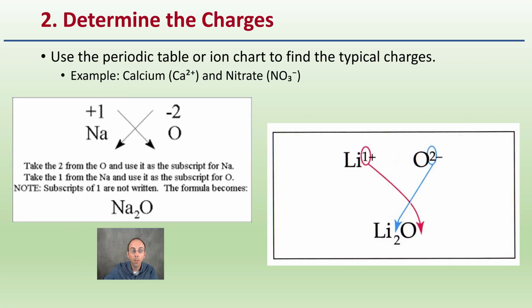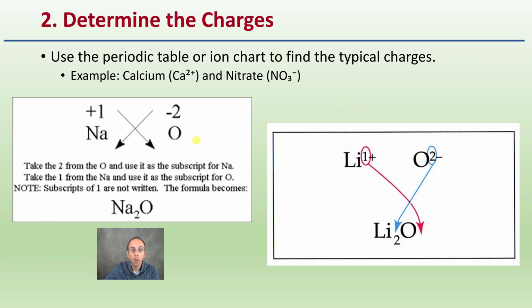Then you want to determine the charge. So you're going to use the periodic table or an ion chart to find the typical charges. So calcium typically has a +2 charge. If you look at the family on the periodic table, nitrate is a polyatomic ion that we would find from a table, and providing you with that would have a -1 charge.